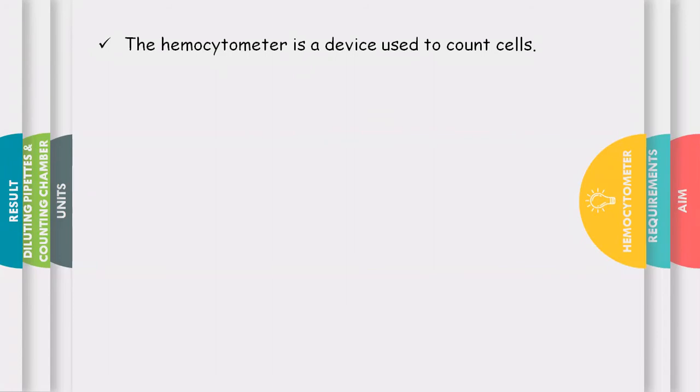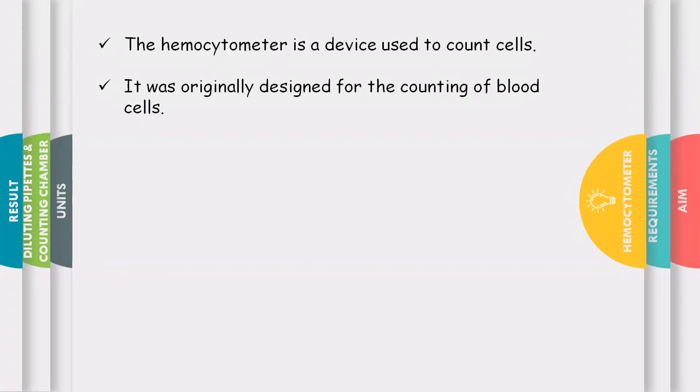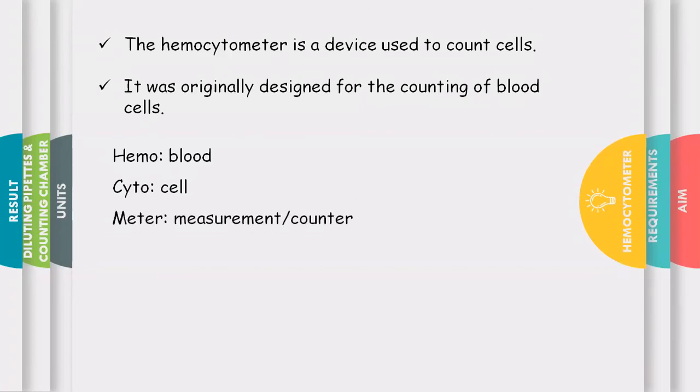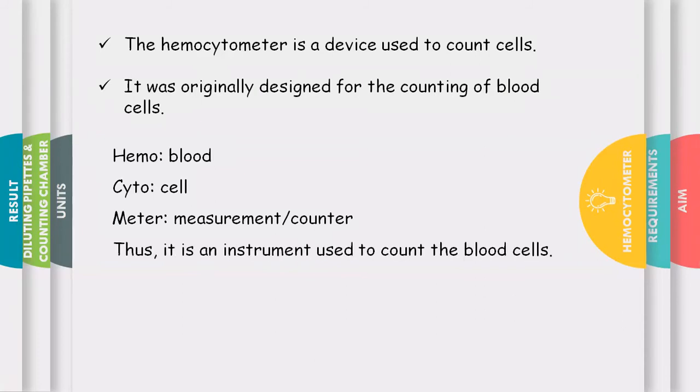Next is the hemocytometer. What is meant by the hemocytometer? The hemocytometer is a device which is used to count cells. It was originally designed for counting blood cells. Hemo means blood, cyto means cell, and meter means measurement or counter. Hemocytometer means blood cell measurement or blood cell counter. Thus, it is an instrument used to count blood cells.